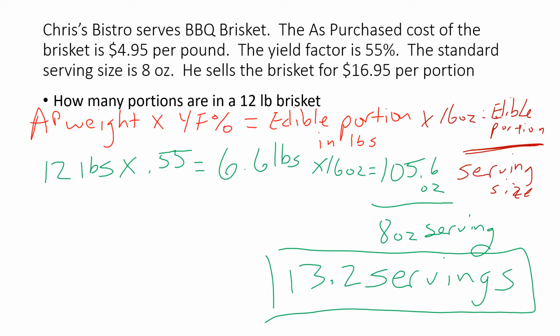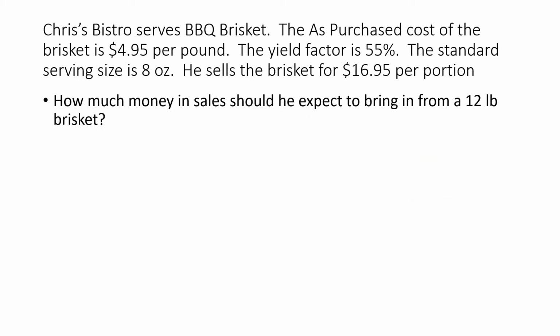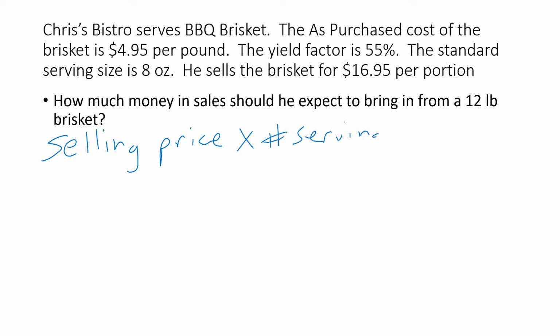Any questions about that? All right, so we're going to move on to number 2. How much money in sales should he expect to bring in from a 12-pound brisket? Okay, so here's the formula in word format. We're going to take our selling price, and what are we going to do? Multiply it by the number of servings. Okay, we're going to use words for our letters and numbers right now, so that way you know what to do when you go back, when you can change the numbers out. And that's going to get our total sales.